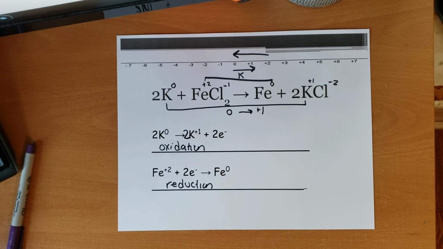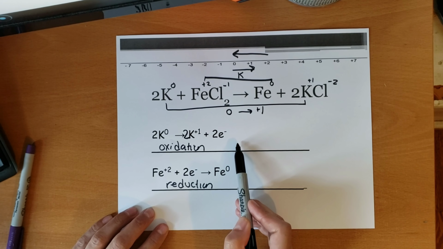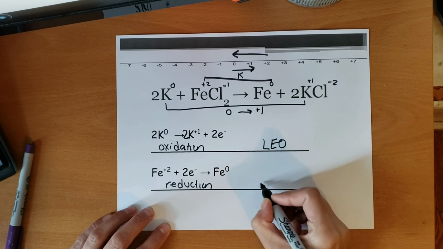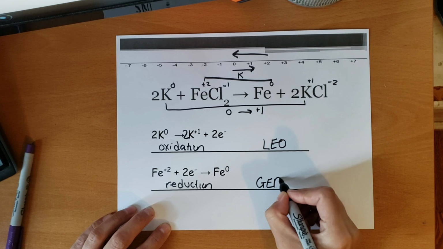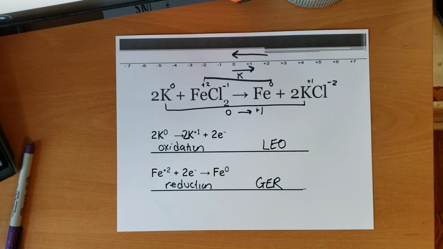Since matter cannot be created or destroyed, the loss of electrons must always be accompanied by the gain of electrons, meaning an oxidation always happens at the same time as a reduction.